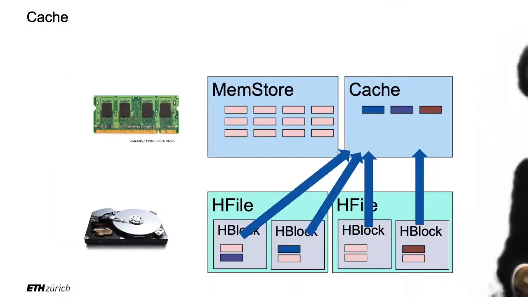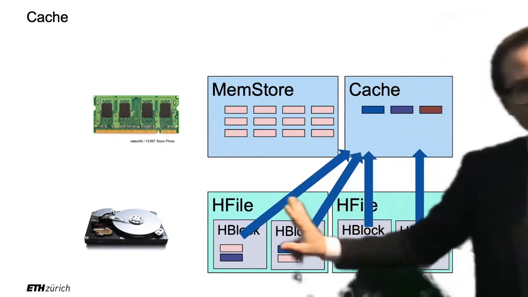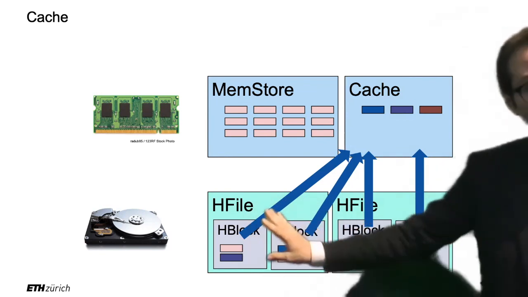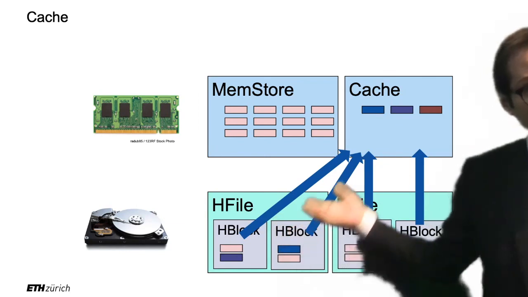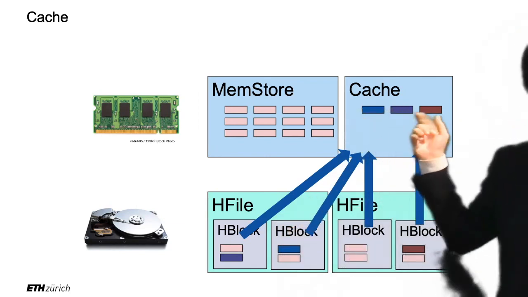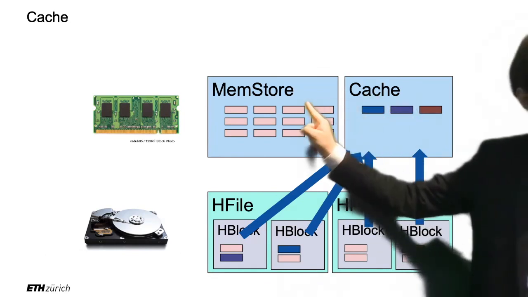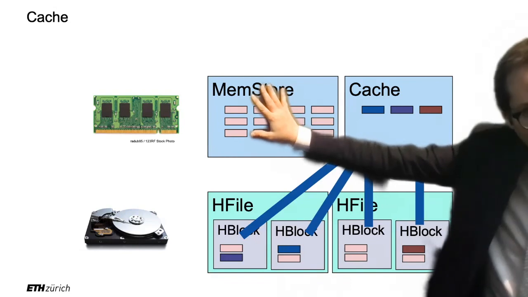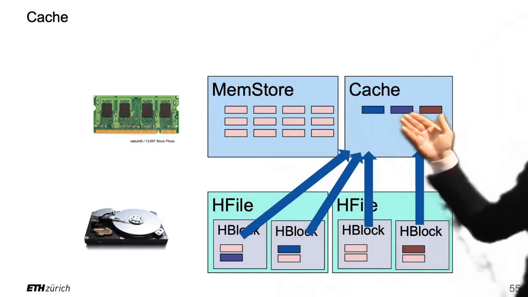Okay, so what's more, we cache things in order to accelerate and to not have to read everything from disk every time. We actually can cache the least recently used, the most recently used key values in there. It's very important to understand that this is not like the MemStore. The MemStore is the freshly created one. The cache contains those that have already been persisted, but recently used.